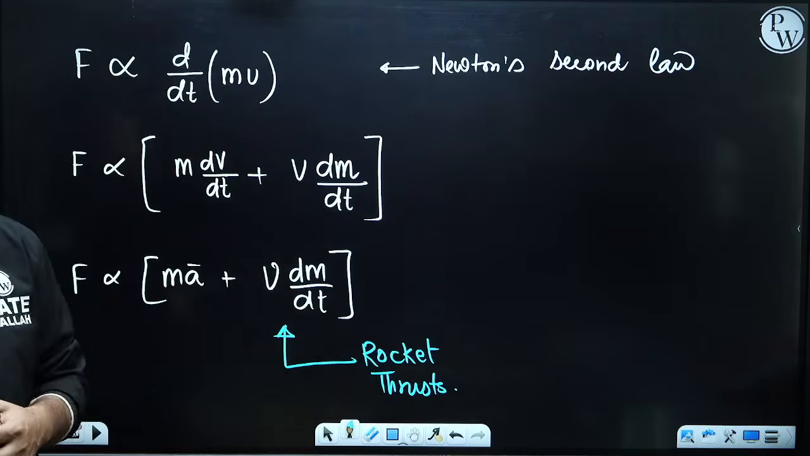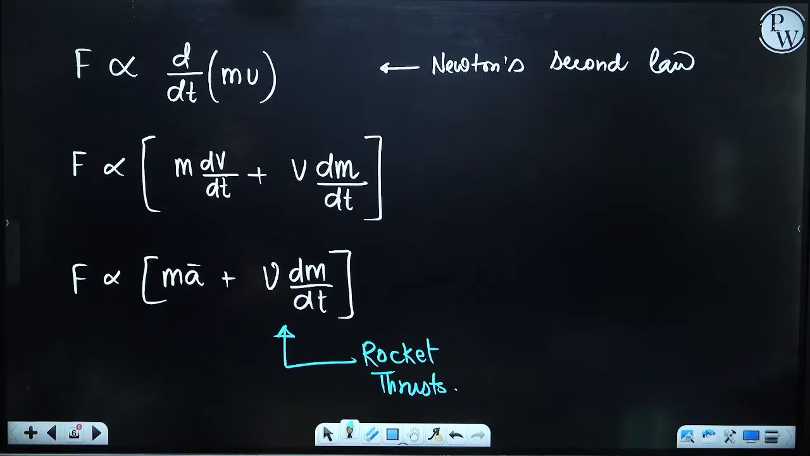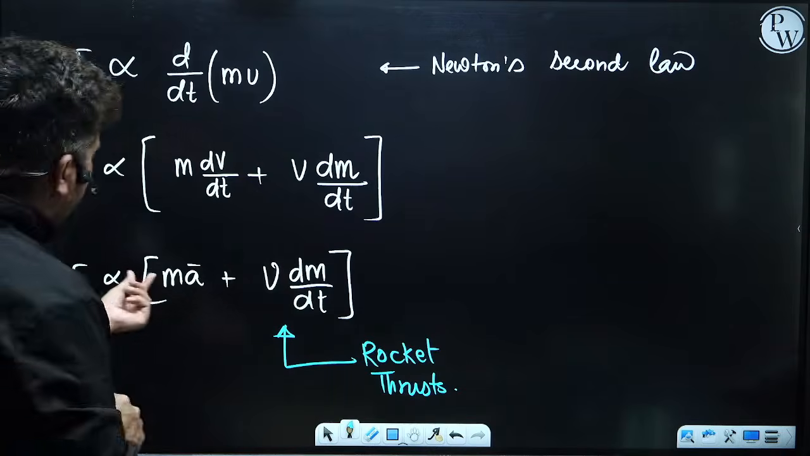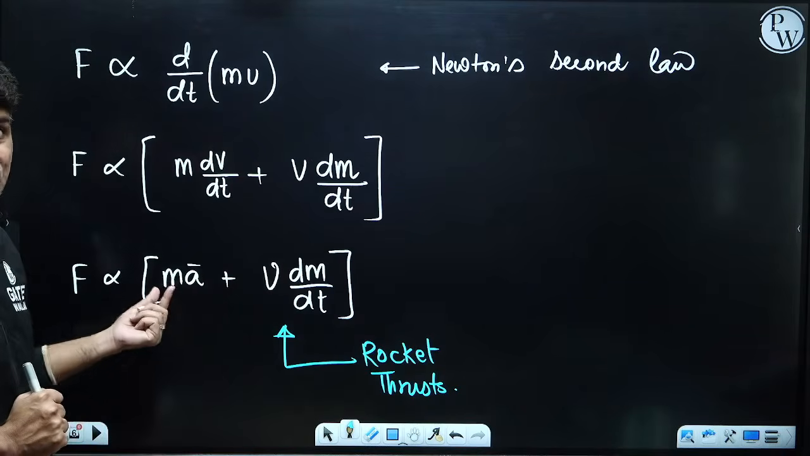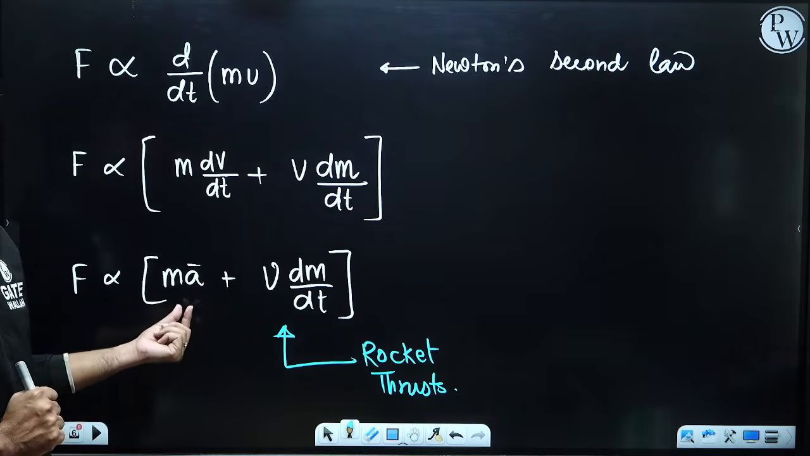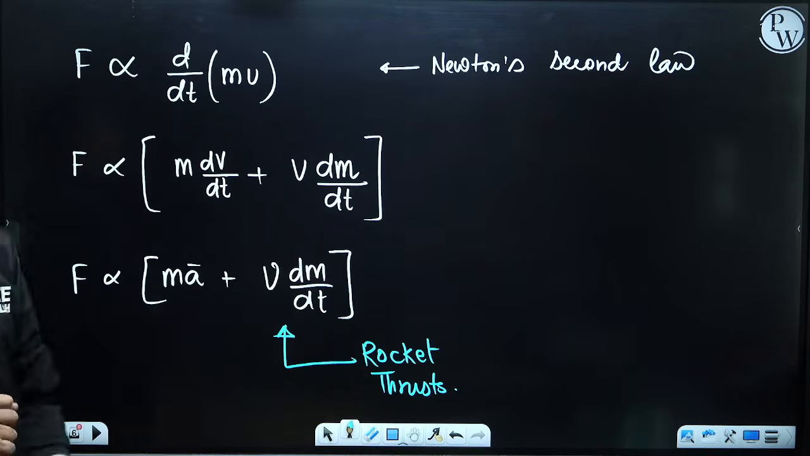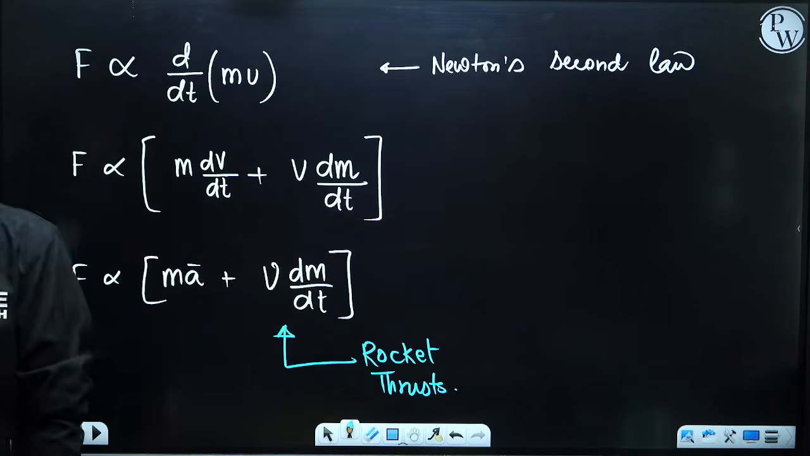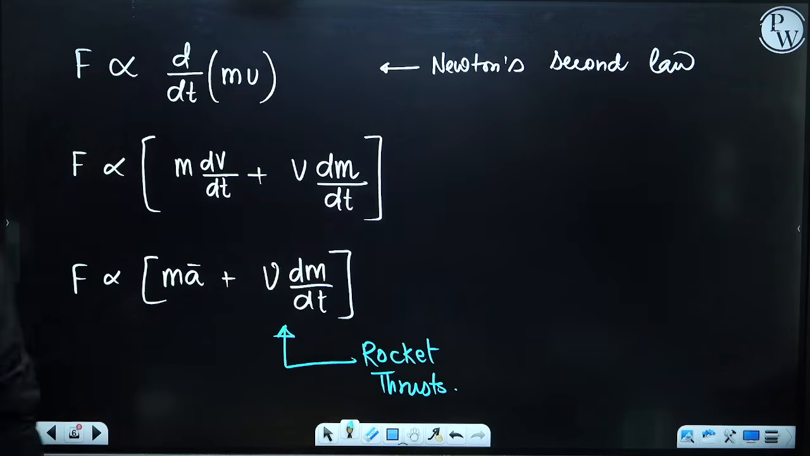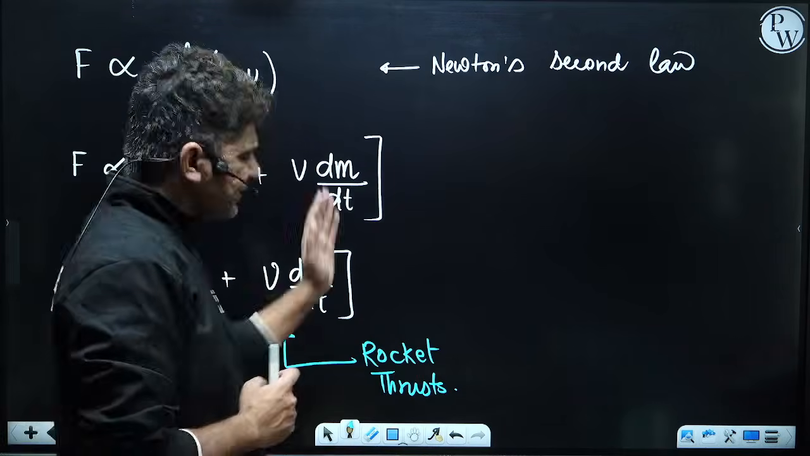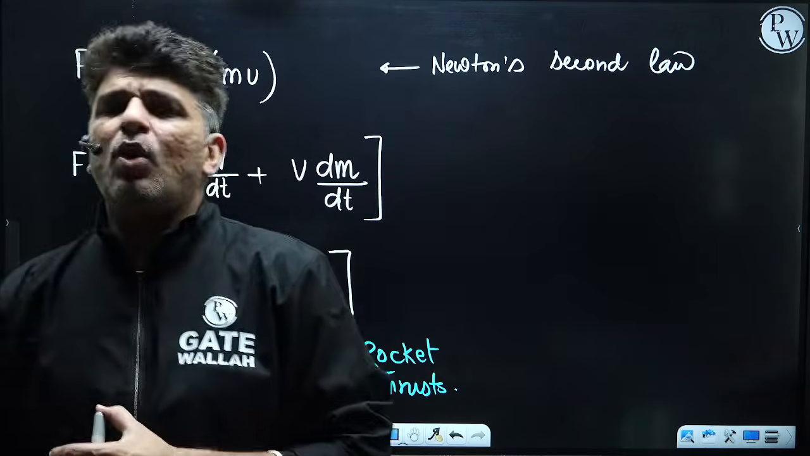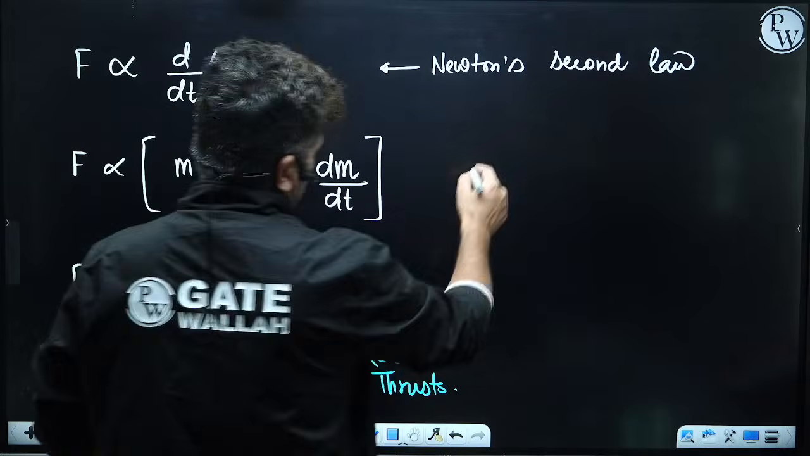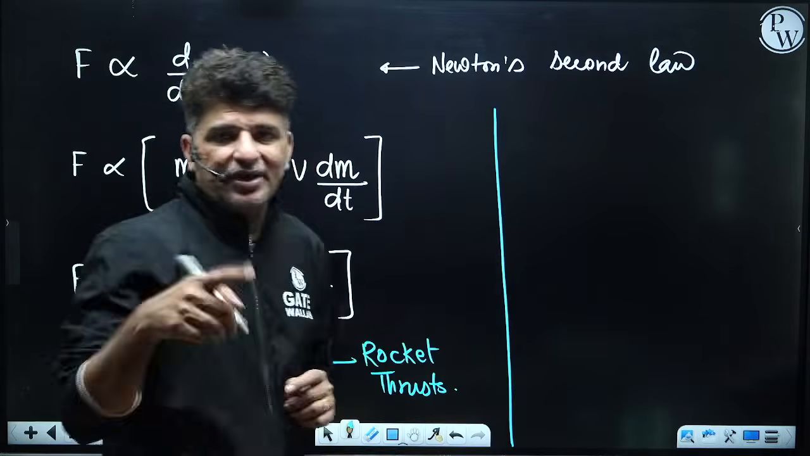So there are going to be two terms in the force. The first term is mass multiplied by acceleration, when the mass remains constant but there is a change in velocity, and the other is when velocity remains constant and mass is getting rid of. Is it clear? So this is Newton's second law. So now we have seen what the value of force is.